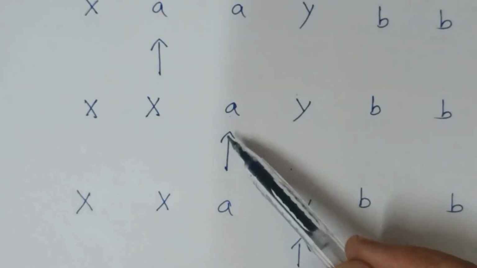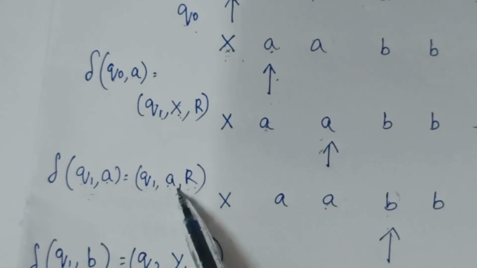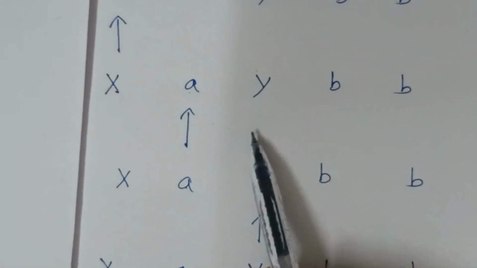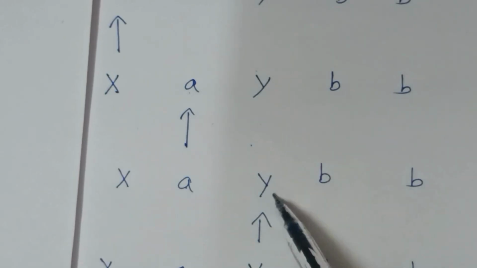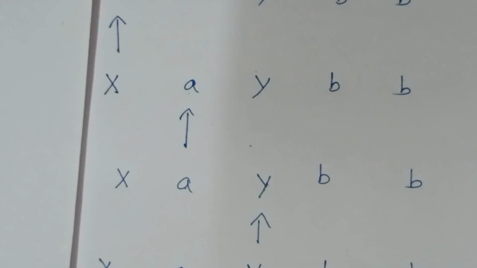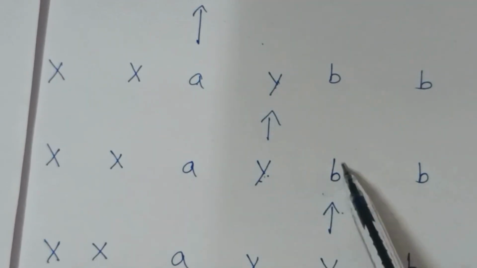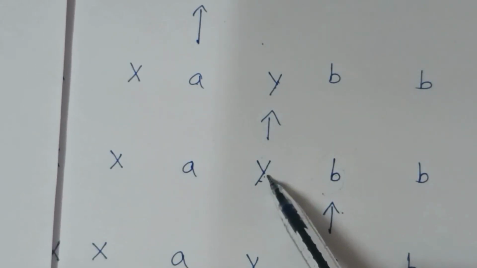All A's, Q1 on A, read A, write A and move to right. That task will be taken care of by this one. Reading A, writing A and move to R. Now we have one symbol called Y because first B is replaced with Y. So Q1 should read and write Y and move to right until we reach the second B. So Q1 should face another symbol Y.